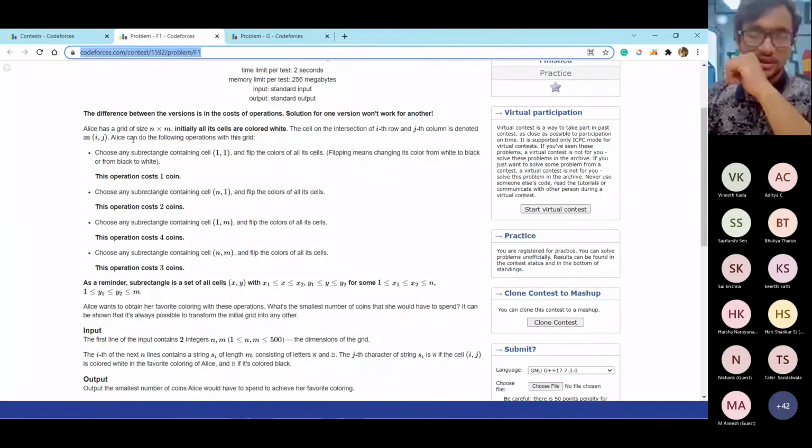Alice has a grid of size n cross m. Initially, all cells are colored white. The cell at the intersection of the ith row and jth column is denoted as (i, j). This is the standard thing. Alice can do one of the following operations with this grid: take any subrectangle containing the cell (1, 1) and flip the colors of all its cells.